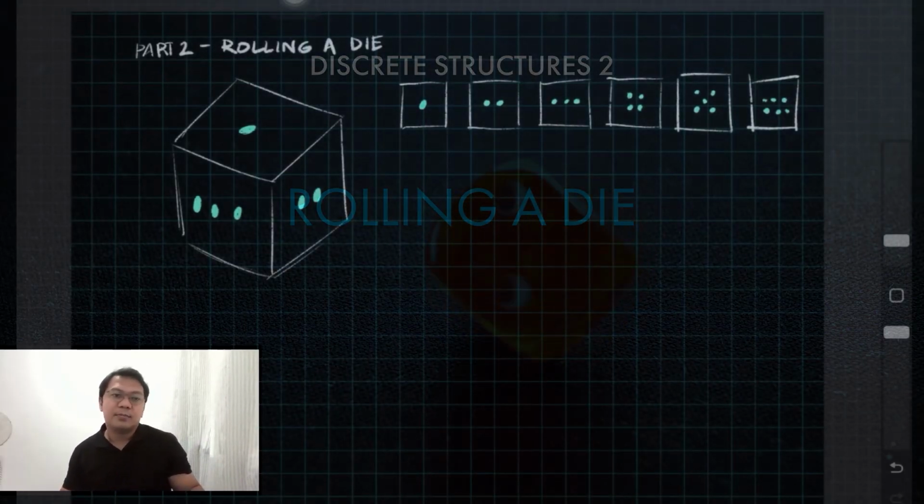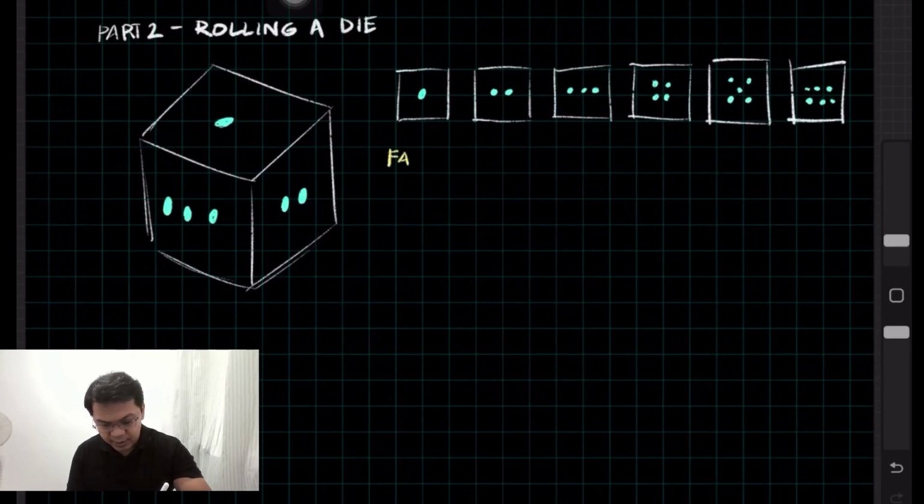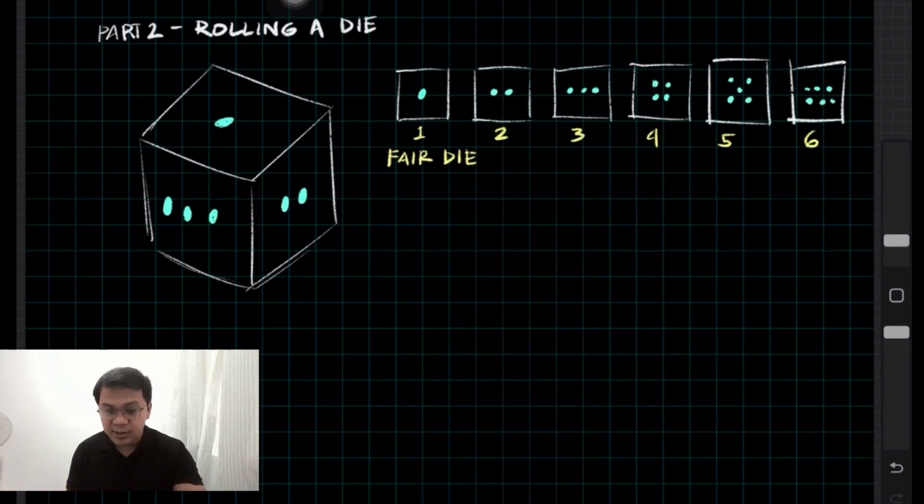All right, so now let's go to our second part. This time, we're going to calculate the probability of rolling a die. Let's have a look at our illustration here. As we know, if we use the words fair die, that means our die has six faces. Here's a three-dimensional representation, and each of these faces represents a number: face 1, 2, 3, 4, 5, and 6. So there you go, we have six faces.